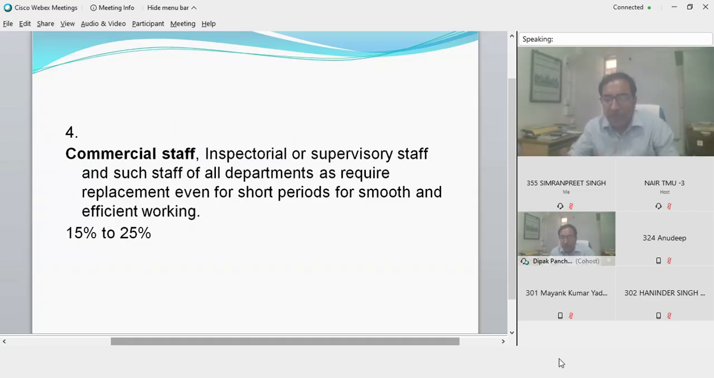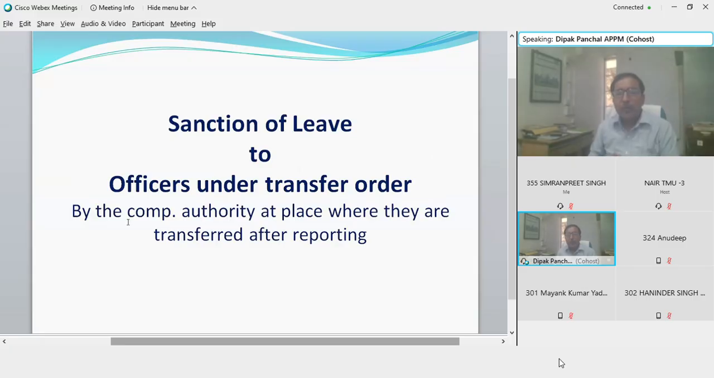So leave reserve comes when the regular employee is on leave. In case of transfer order, the leave can be sanctioned by the competent authority at the place where the employee is transferred after reporting. And before that, whatever leave is required will be sanctioned by the competent authority or the controlling officer where the employee was working, meaning the previous station.